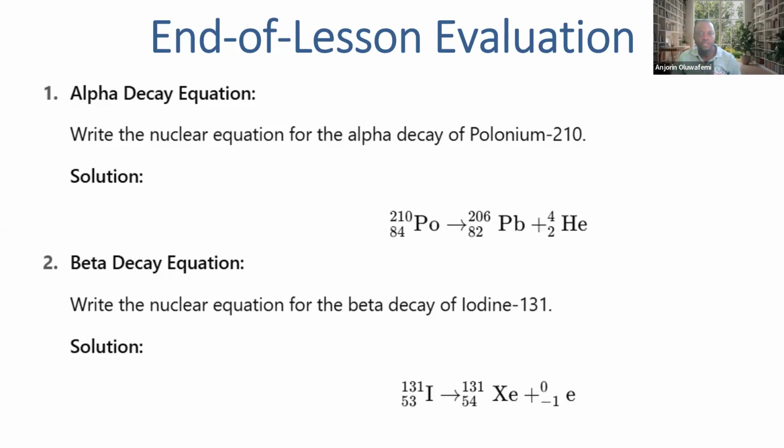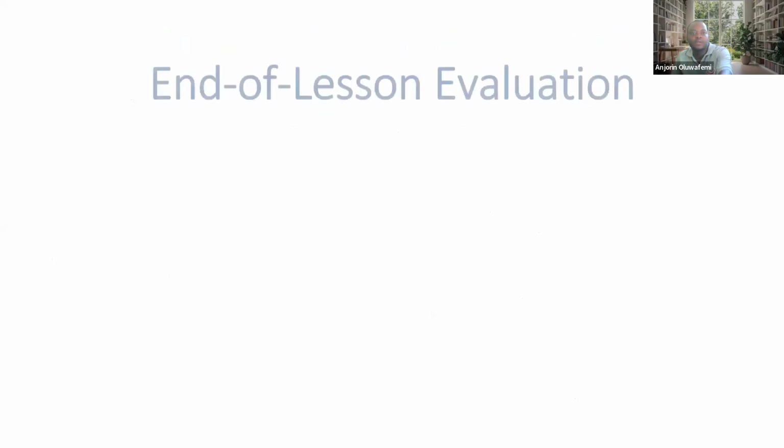Okay, the next one says: write the nuclear equation for beta decay of iodine-131. When there's a beta decay, there's always an increment in the atomic number by 1, and the mass number remains unchanged. So what I want you to do is write the nuclear equation for the beta decay of aluminum-27, atomic number 13. Aluminum-27. So you tell me what the answer is.